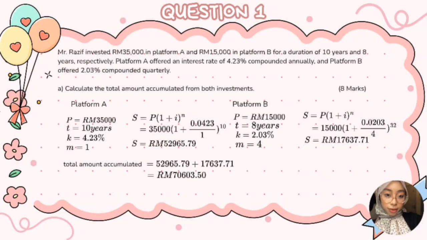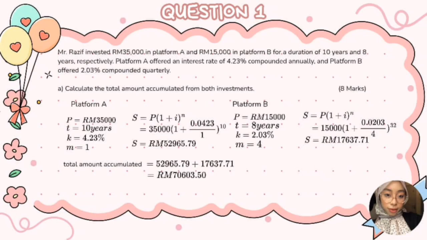For Platform A, the formula used is the compound interest formula, which is S equals P(1 + i)^n. P equals RM35,000, T is 10 years, K is 4.23%, M is 1. After substituting the values, the accumulated amount for Platform A becomes RM52,965.79.